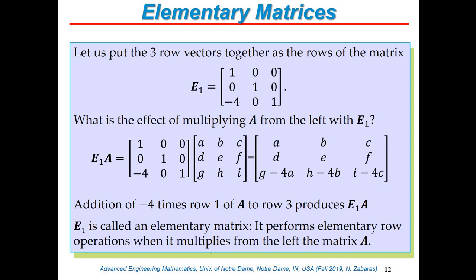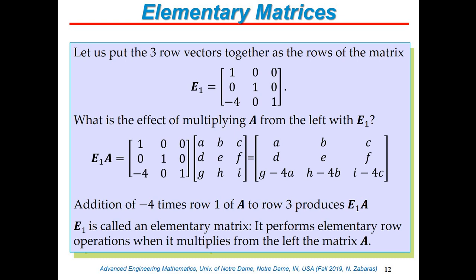So this matrix E1 that you see here is called an elementary matrix. It performs elementary row operations that we defined in lecture 3. And in our case, the operation that we performed was substituting the third row with the third row minus 4 times the first row. Okay, that's the type of operation we did. All right, so we subtract 4 times row 1 from row 3.